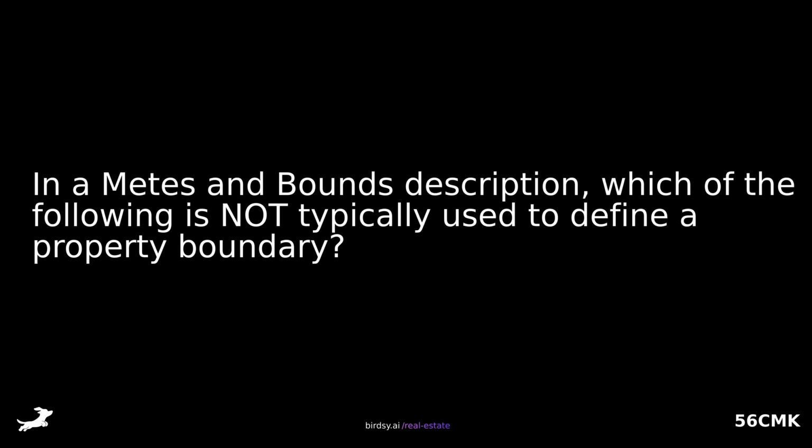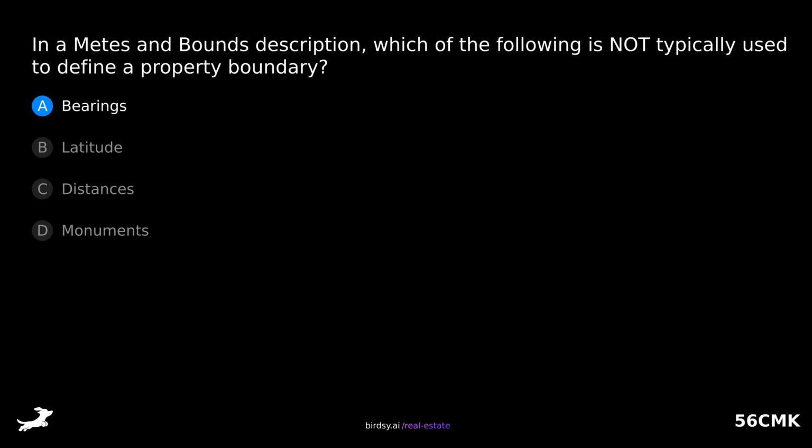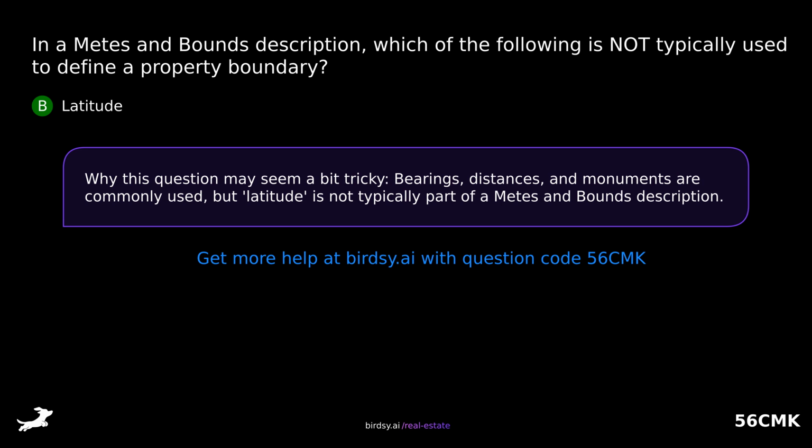In a metes and bounds description, which of the following is not typically used to define a property boundary? Is it A, bearings, B, latitude, C, distances, or D, monuments? The answer is B, latitude. Why this question may seem a bit tricky. Bearings, distances, and monuments are commonly used, but latitude is not typically part of a metes and bounds description.